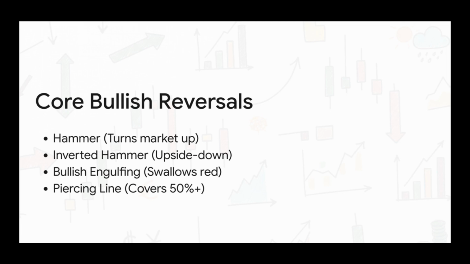We also have the bullish engulfing pattern. This is a fun one. It's where a massive green candle completely swallows the previous tiny red candle, basically screaming that buyers have taken over. And finally, the piercing line. This is where a green candle gaps down, but then aggressively pushes back up to cover more than 50% of the previous red candle's body.